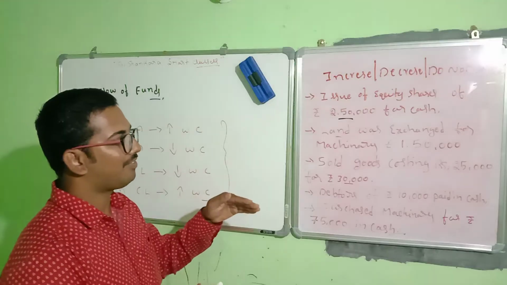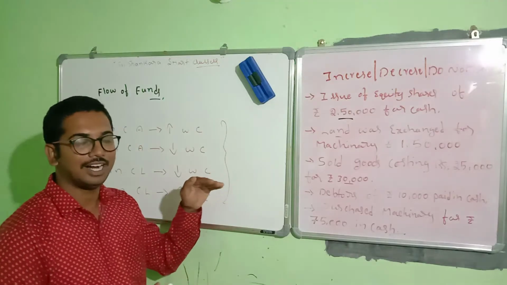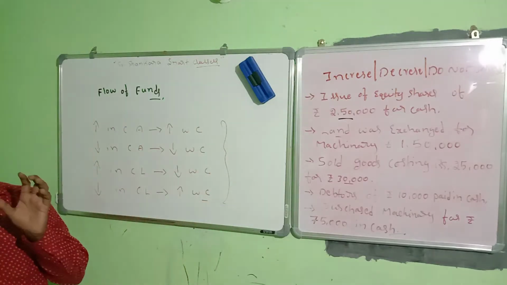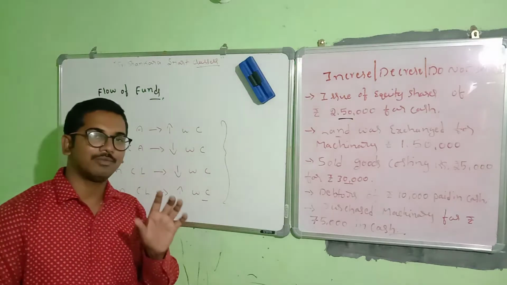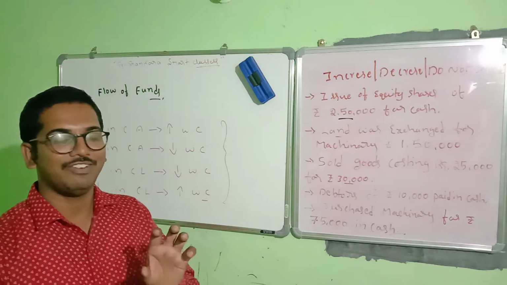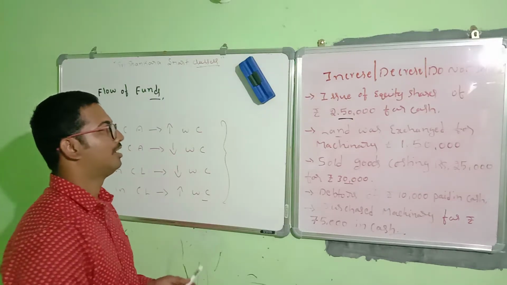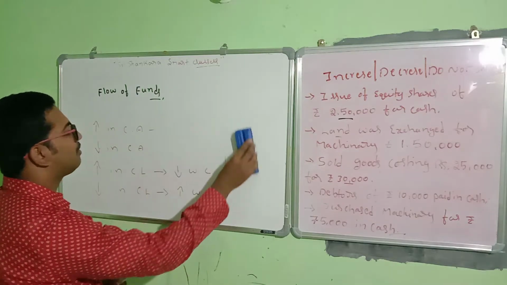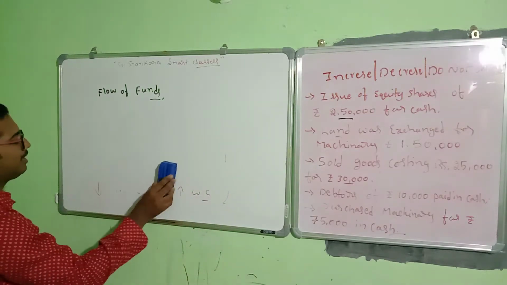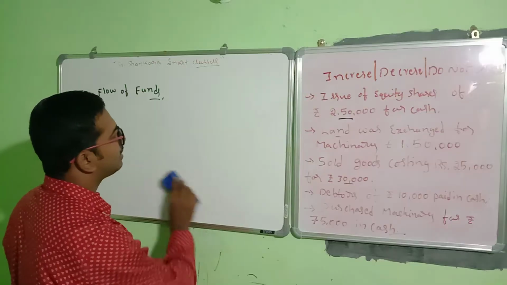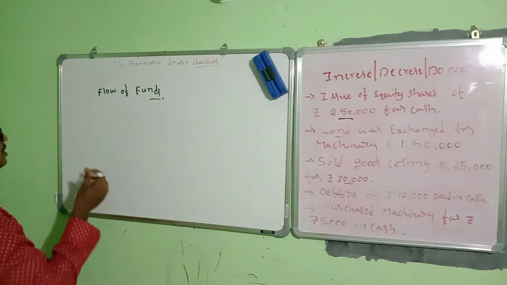It is the major classification: current assets and current liabilities we call current accounts. Apart from the current assets and current liabilities, we call them non-current items. So we have three types of transactions basically. Type 1: when the transaction happens between two current accounts.